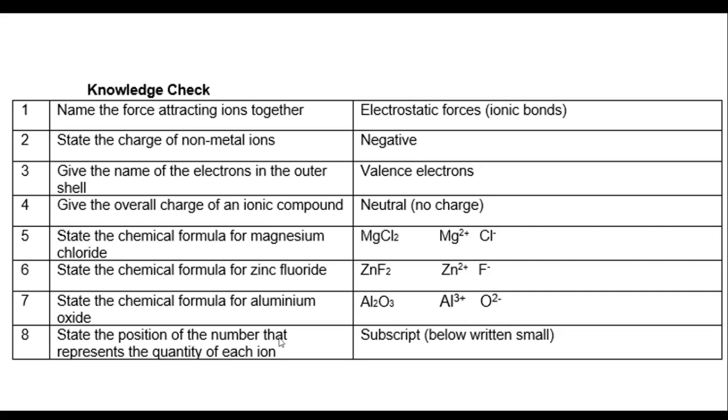Now the position of the number that represents the quantity of each ion, these little numbers here, we call subscript. It just means written below in small. Make sure that you mark your work, make any corrections that you need to with a different coloured pen, and for these ones, make sure that you understand how you get the chemical formula. So how do you know that there's 2 chloride ions? Things like that. You need to make sure that you understand the answers, especially for these 3 questions.